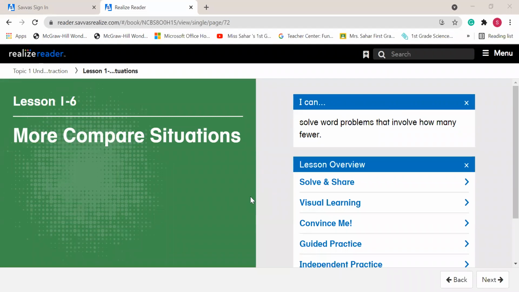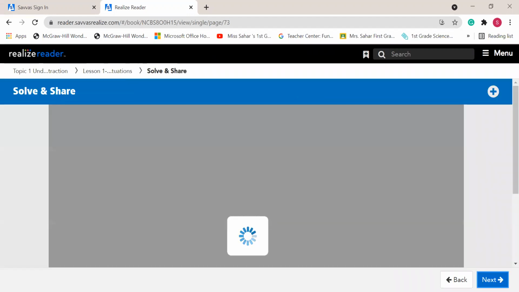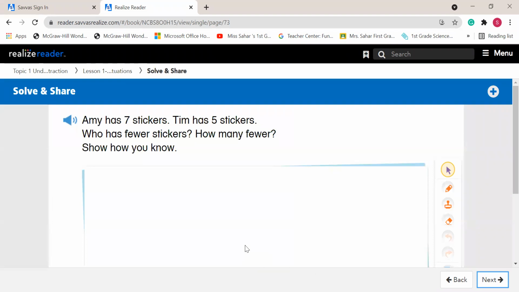Hello, first graders. Welcome to a new math lesson. Today we are in lesson 6, still in topic 1, more compare situation. In the previous lesson, we were learning about comparing situations. And today we're still going to have more exercises covering the same lesson. So we're not learning anything new. Actually, we are learning how to get fewer or more by doing the same subtraction and finding out the difference.